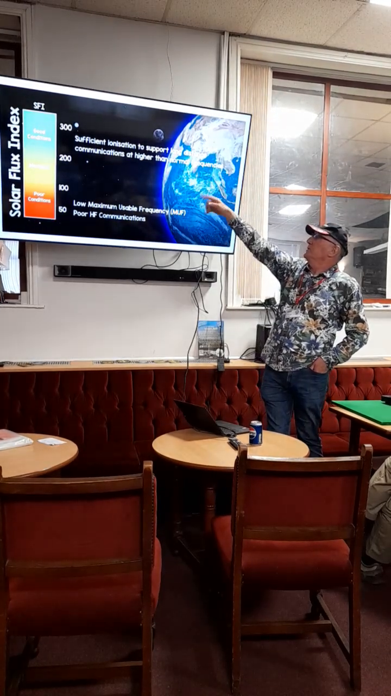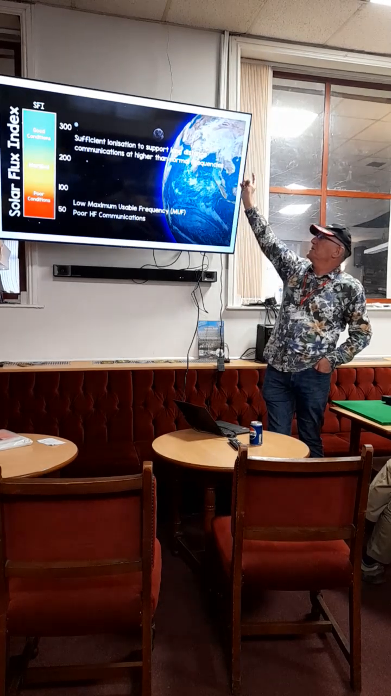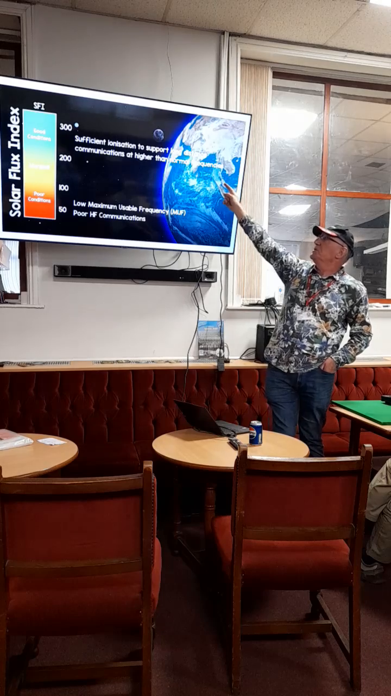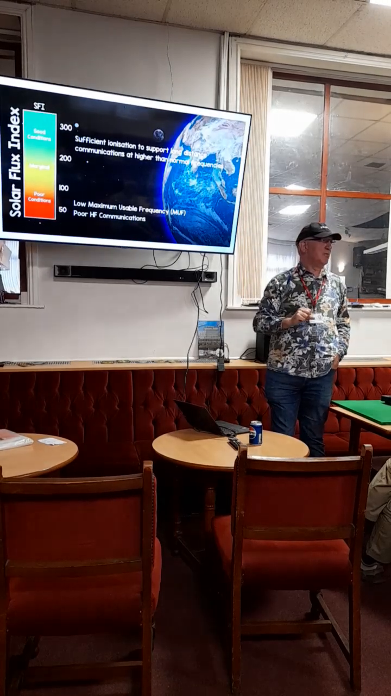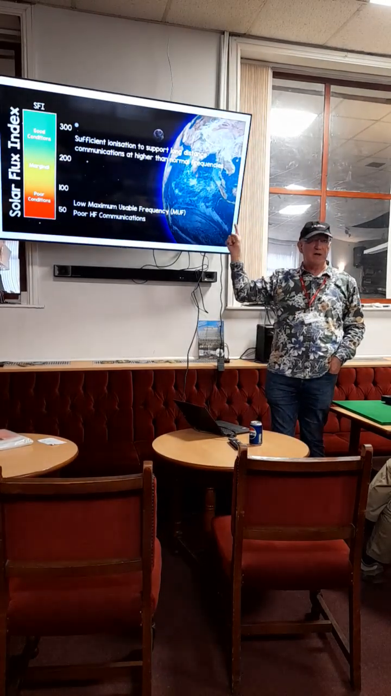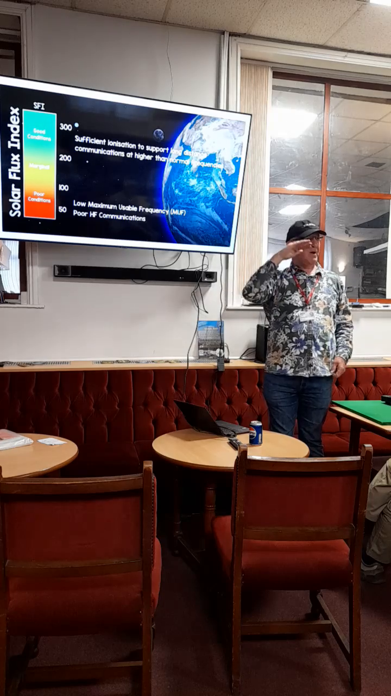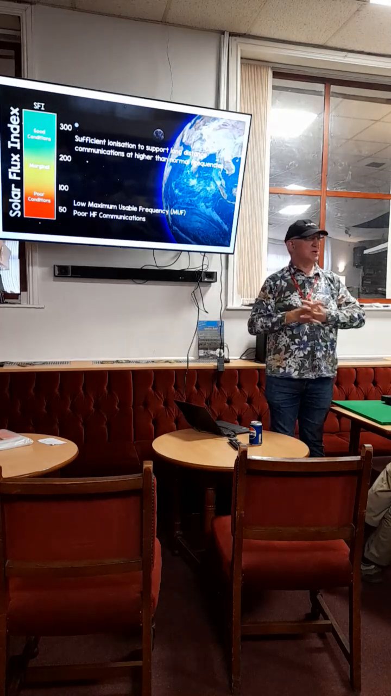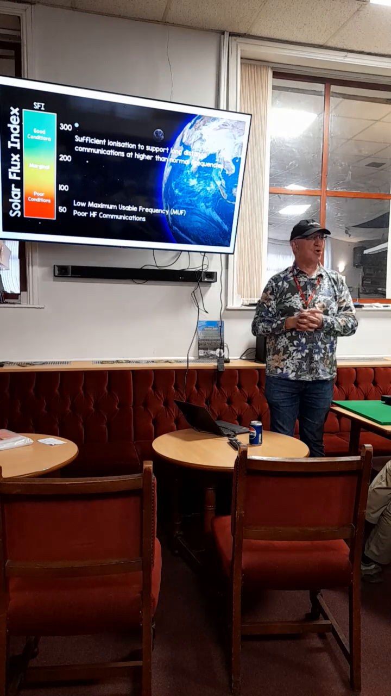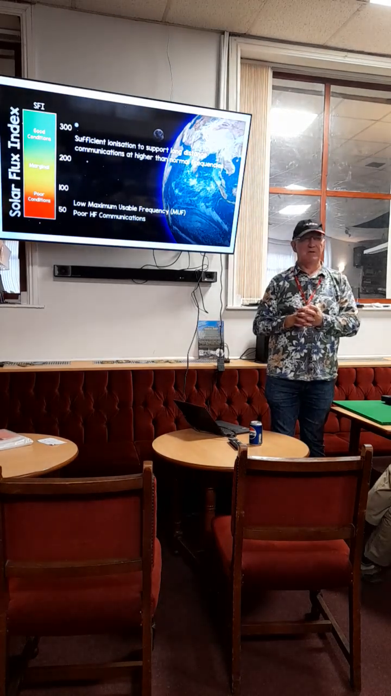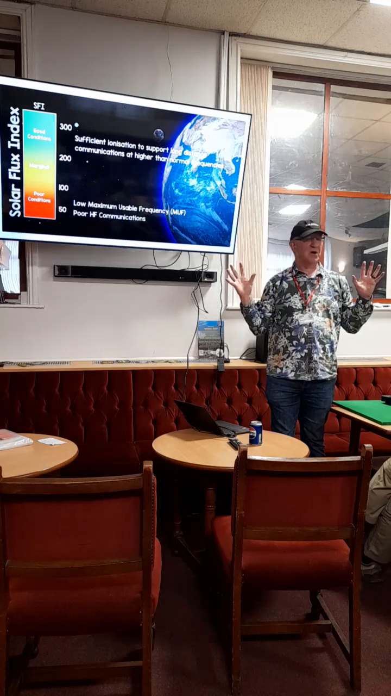300, brilliant. So the higher it is, the more ionisation there is in the atmosphere to support long-distance communications at higher than normal frequencies. So if you get a really high solar flux level and it stays there or it's bobbing about up there, it might be time to have a try on 6 meters or even 4 meters. You might start getting those producing ridiculous contacts.